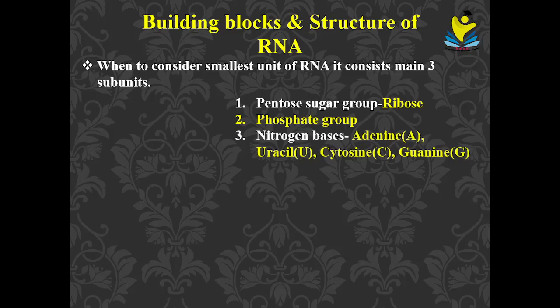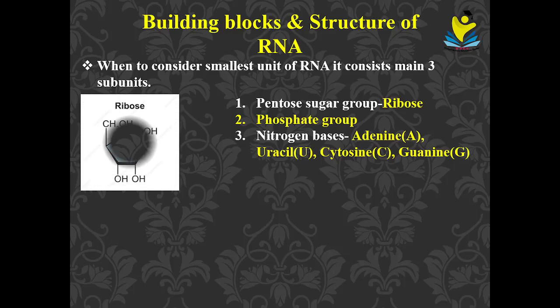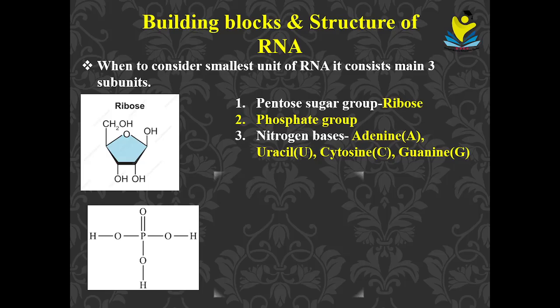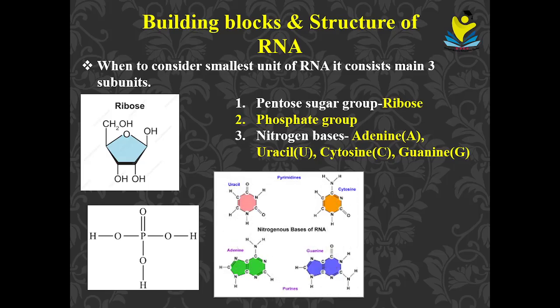RNA has four types of nitrogen bases. These are adenine, uracil, cytosine, and guanine. Now you can see this slide. There are three pictures. The first picture is the ribose sugar molecule structure. Second is the phosphate group structure, and finally the nitrogen bases structures. Okay, let's go to the next slide.